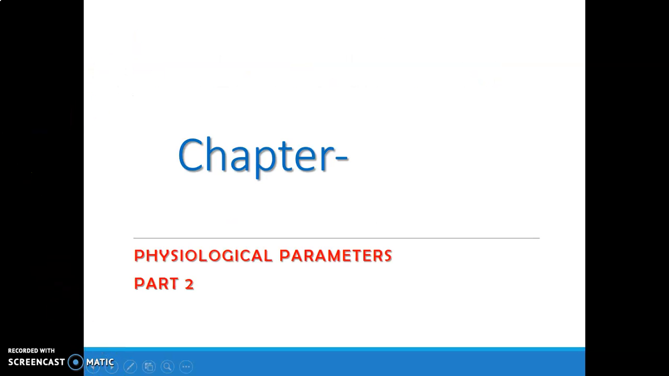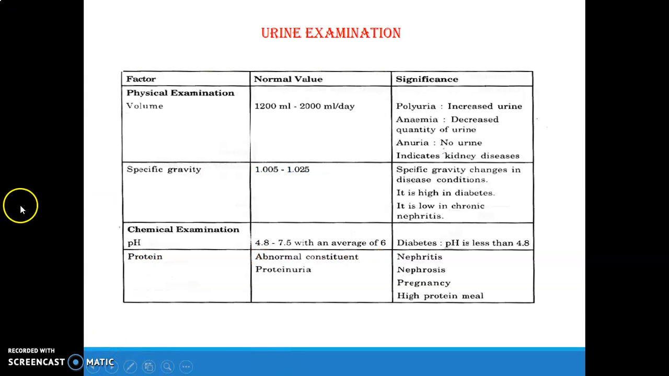Today we are going to start with the chapter Physiological Parameters, Part 2. In the last part we dealt with the physiological parameters related to blood. Now in this part we will be dealing with the urinary examination, CSF examination, cholesterol levels, etc. So first we'll start with the urinary examination.